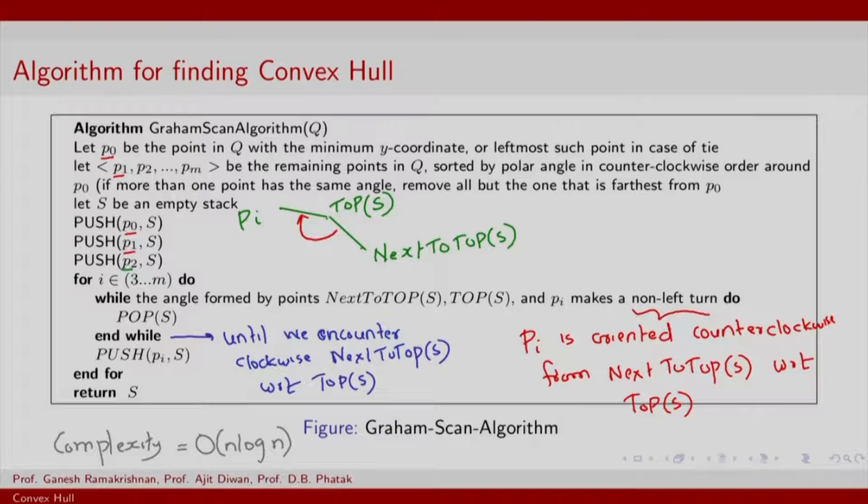There are other algorithms that give you complexity of the order of n times h, where h is the size of the convex hull. So if the convex hull turns out to be very small, Graham scan turns out to be expensive because it's n log n. However, if it turns out that most of the points belong to the convex hull, then Graham scan turns out to be a very good choice. Thank you.